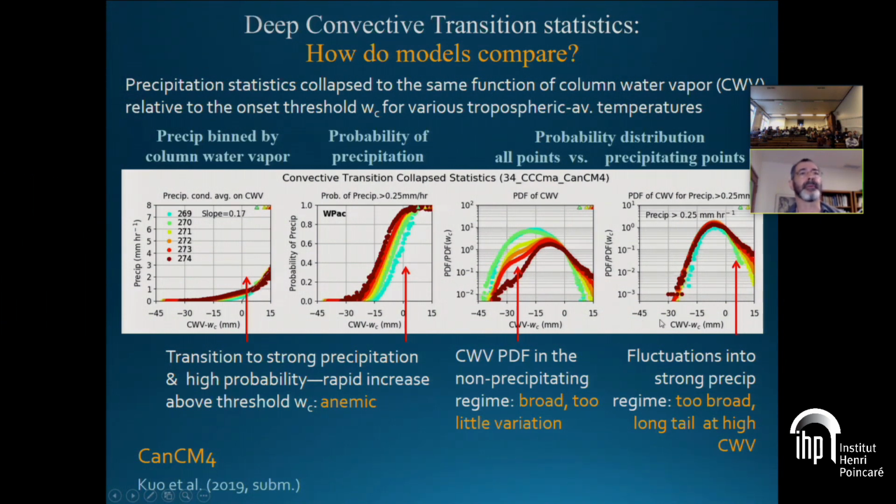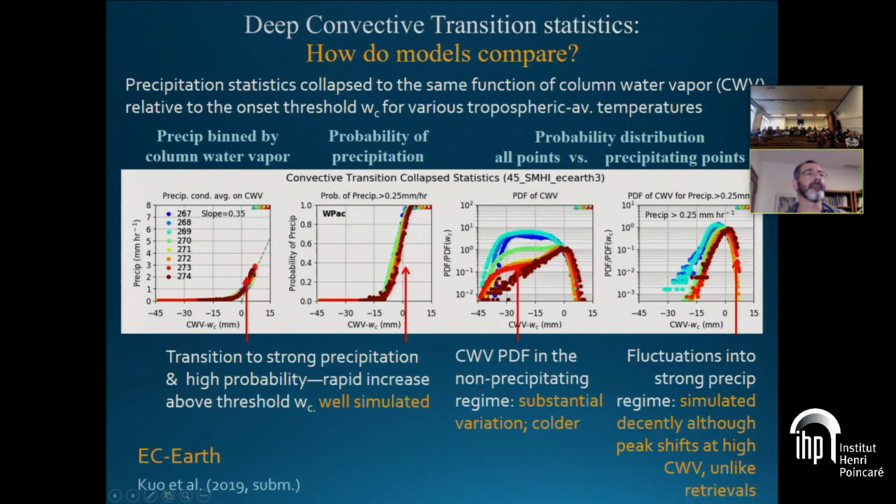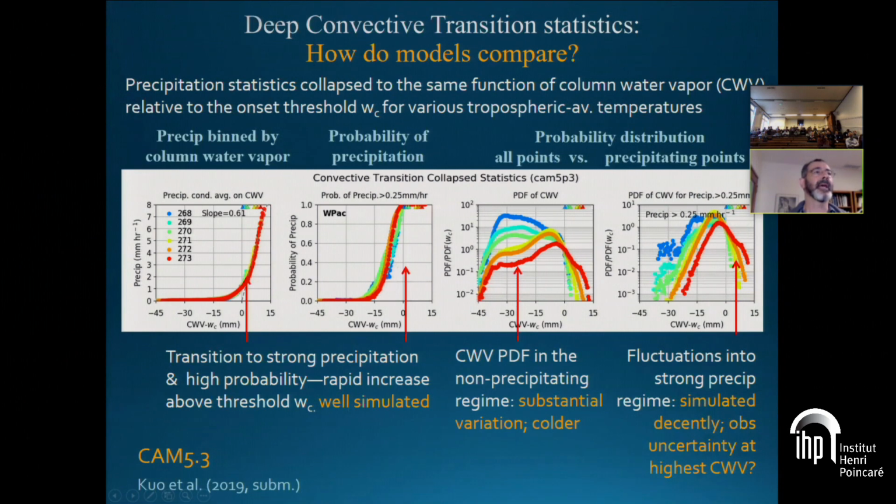Pointing to questions about the convective parameterization and the large-scale parameterization, and very broad precipitating PDFs. If we look at EC Earth, it's doing basically great. The pickup perhaps doesn't extend as high as in observations, but everything is more or less in the right place. If we look at CAM 5.3, it's also doing quite well. You have this tendency to different behavior, this little extra bump at very high temperatures.